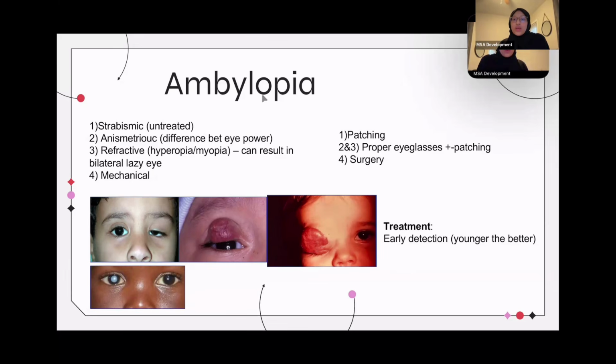For amblyopia, the earlier the detection, the better. Remember the age: less than 6. If it's more than 6, you cannot prevent amblyopia, okay?